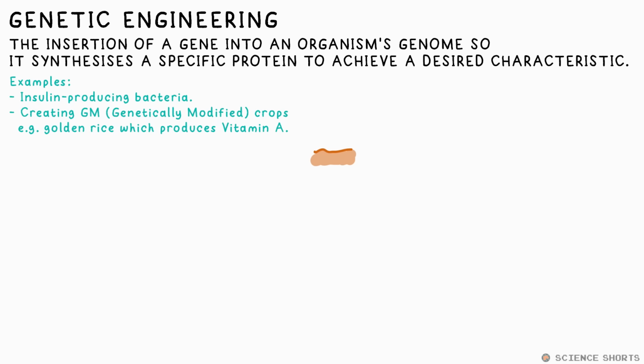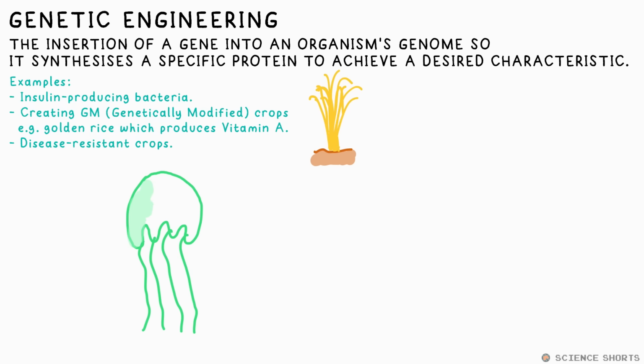For example, golden rice has a gene inserted into it that produces vitamin A. It was developed to combat diets in certain areas that were lacking in this vitamin. Other GM crops have been modified to be more resistant to diseases, for example. The process of genetic engineering goes as follows.